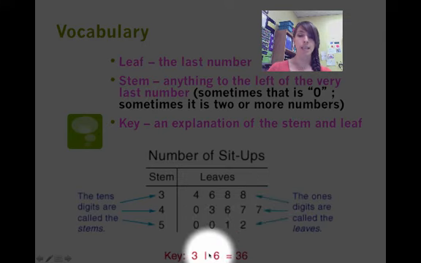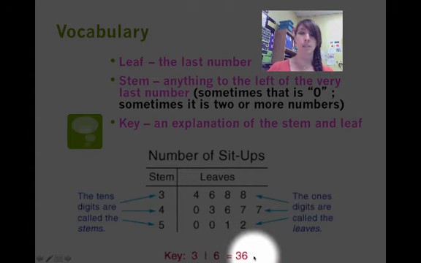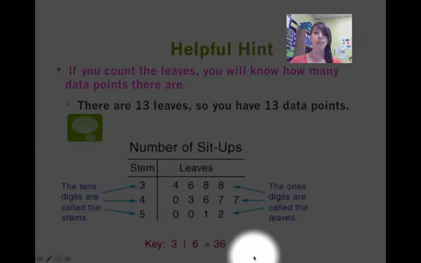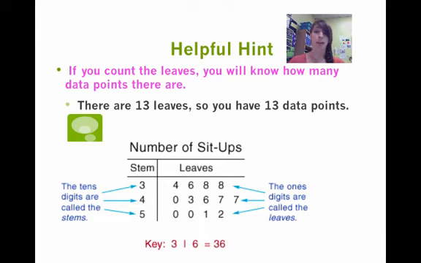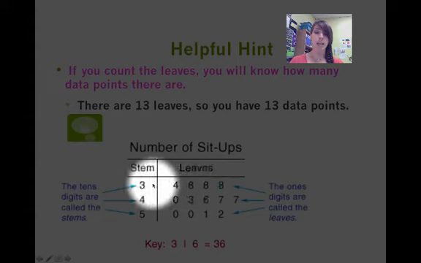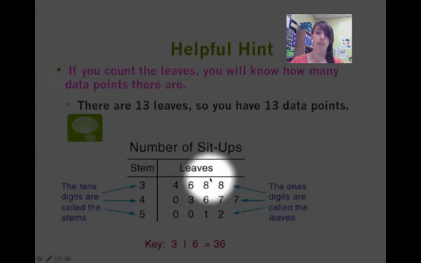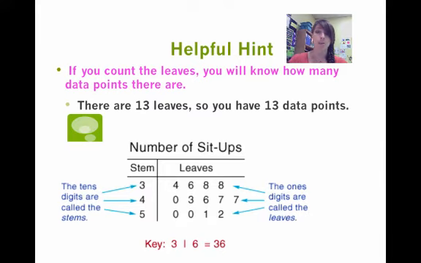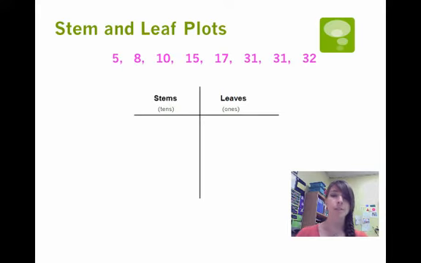And you can see this key tells us, and this little line means this is where we're splitting the stems and the leaves. So the stem is over here on the left, 3, the leaf is over here on the right, 6 means 36. There's a helpful hint: if you count the leaves, you know how many data points you have. For this one, we have 13 leaves, so we have 13 data points. So if you're finding the mean, you would add up all these numbers, and again, you would add 34 plus 36 plus 38, and then you divide by 13, because that's how many data points you have, how many numbers you have.